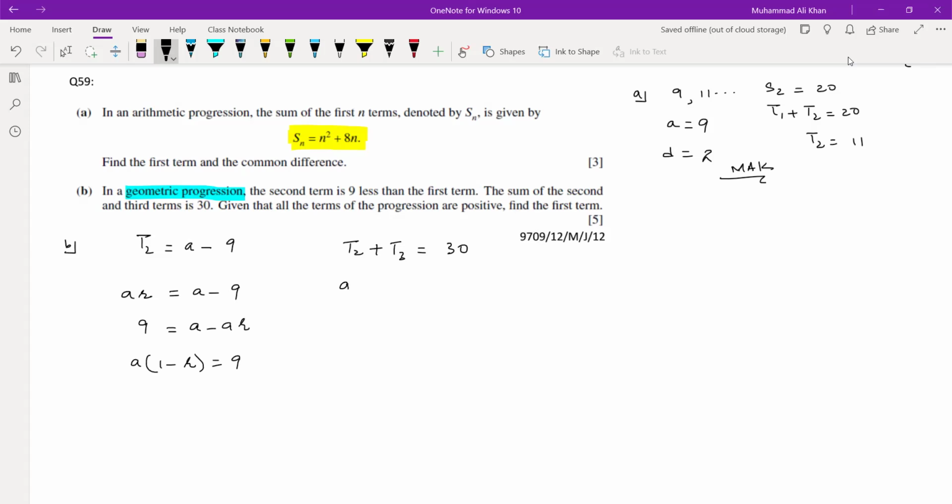Now what can be written for T2 here? ar. What is T3? ar squared equals 30. ar common, 1 minus r equals 30. What is the value of a? 9 over 1 minus r. Let us put 9 over 1 minus r in place of a, with r written alongside. 1 minus r equals 30. 1 minus r cancels out. r equals 30 divided by 9. ar was taken common, so 1 came in its place.